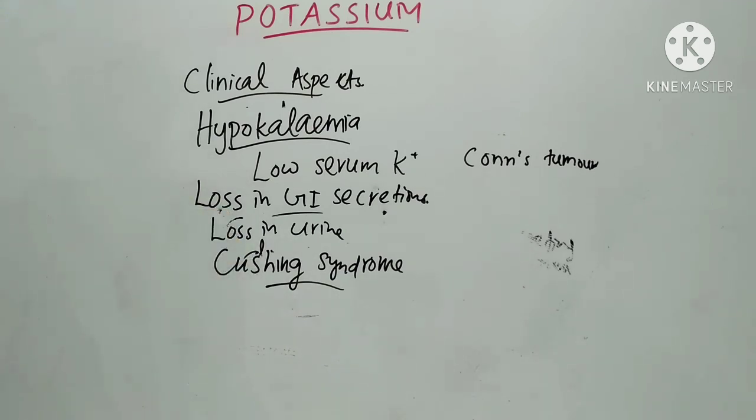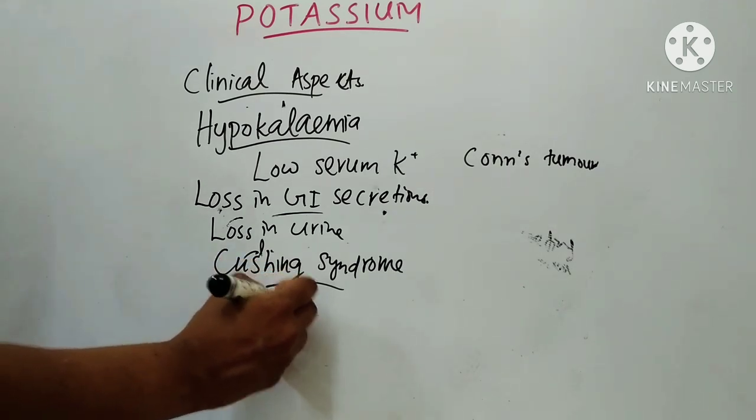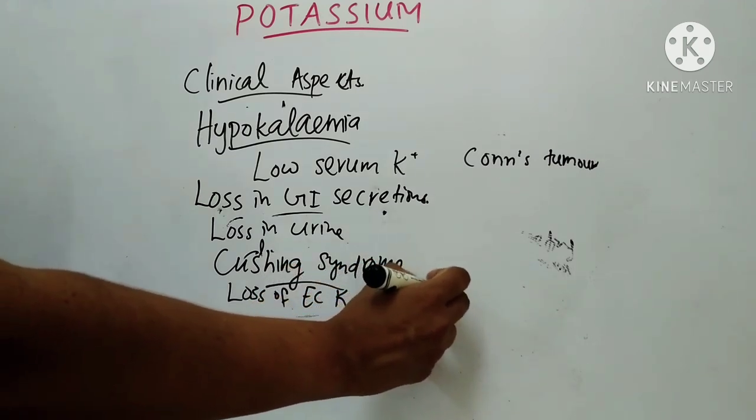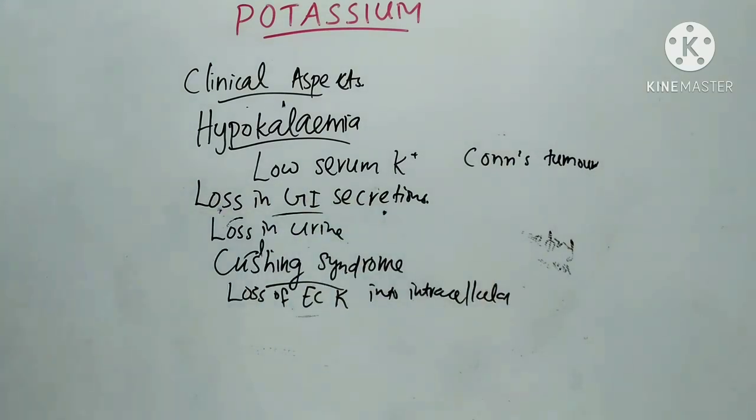Next one is shift of extracellular potassium into the intracellular space. Treatment of diabetic ketoacidosis causes a rapid fall in plasma potassium from hyperkalemia to normal and then to hypokalemia as the acidosis is brought under control.